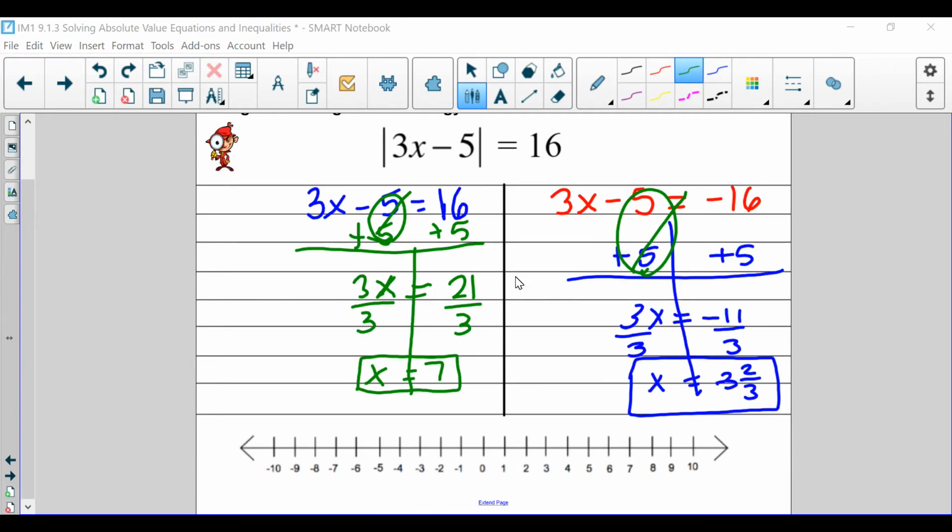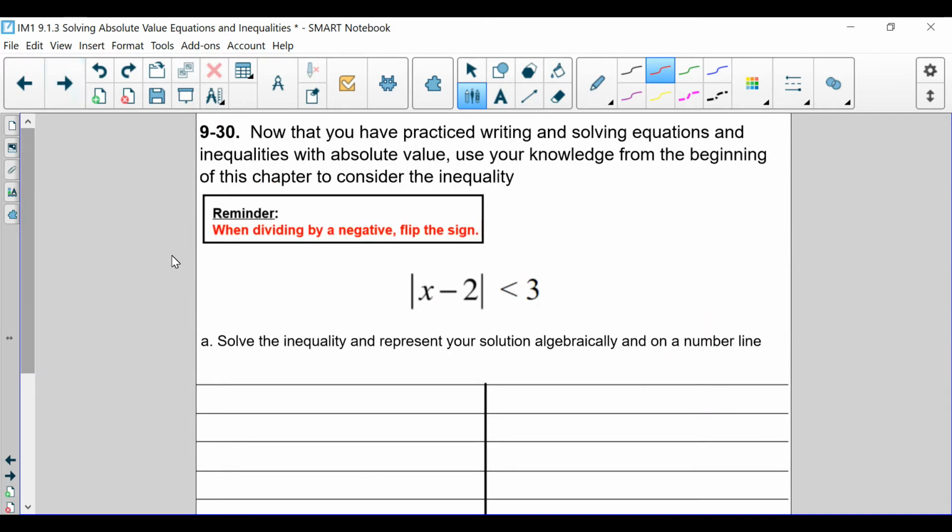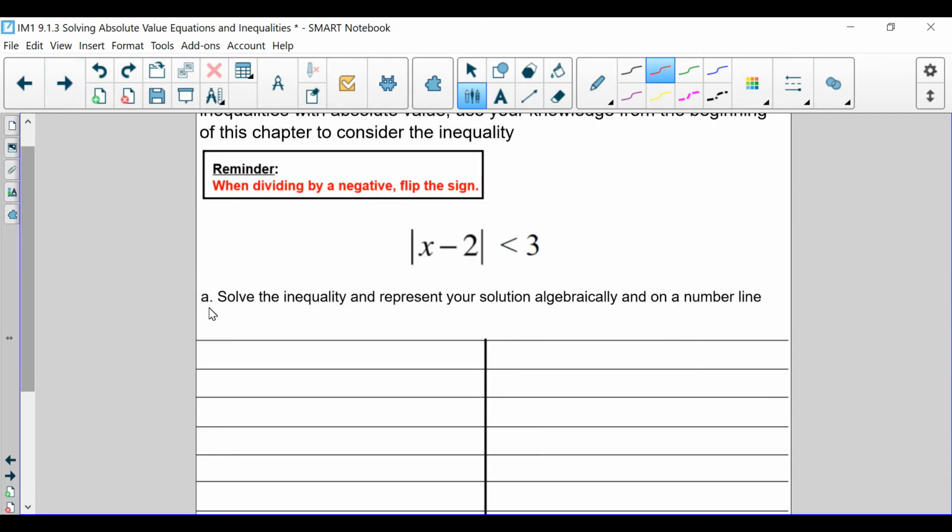Alright, how do we do on them? Well, we should have gotten x is equal to 7 in one case. So that's going to be this one right here. And then we also had -3 2/3, which is about -3.66. Is going to be kind of about here. So there's two answers for x, one of them being 7 and one of them being -3 2/3. So that one was pretty simple, but now we're going to go on to inequalities.